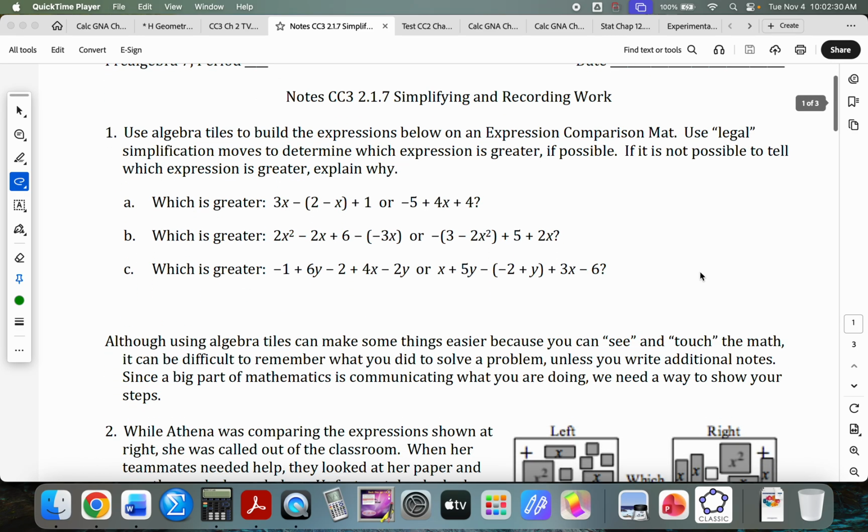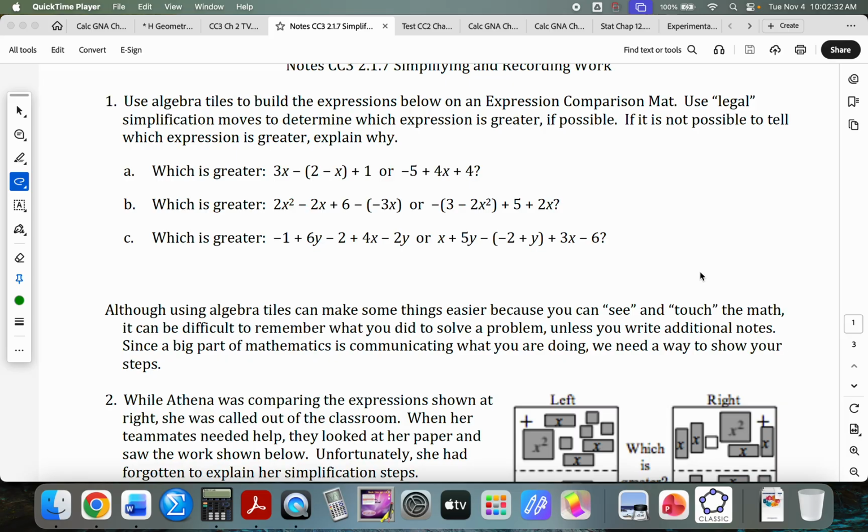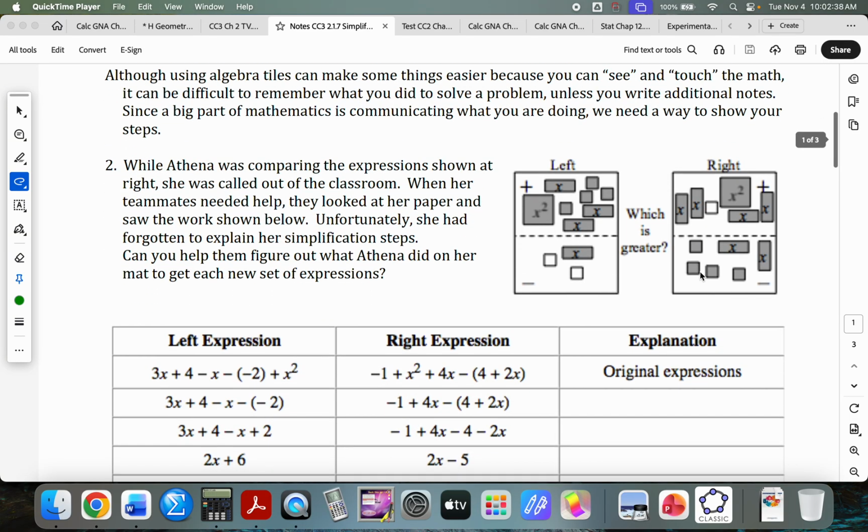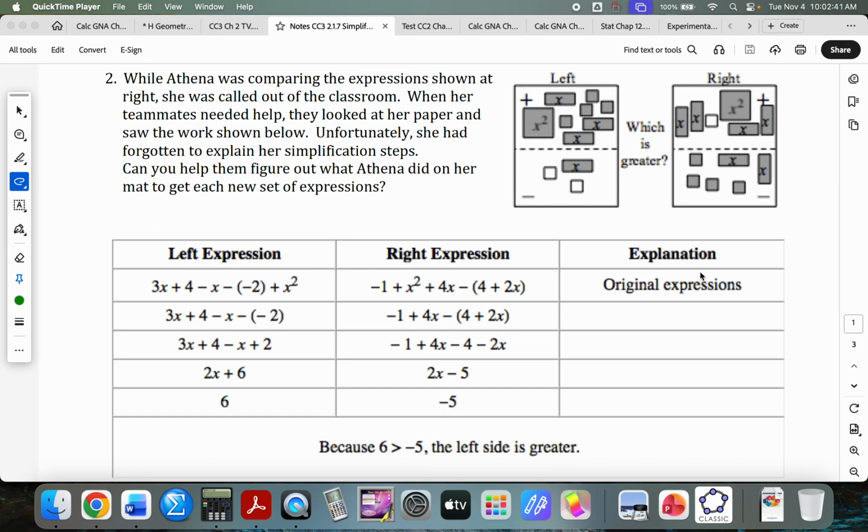Okay, because we're a little short on time because of the drill, I'm going to skip over number 1 and go straight to number 2. While Athena was comparing the expressions, she was called out of the room. When her teammates needed help, they looked at her paper and saw the work shown below. Unfortunately, she'd forgotten to explain her simplification steps. So let's see if we can figure out what happened.